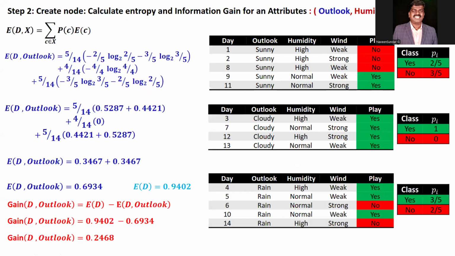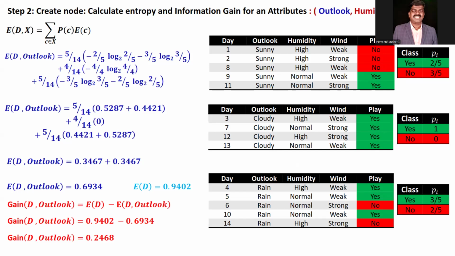Okay. So coming to the next thing, what we are going to do is calculate the entropy and the information gain for an attribute. So each and every attribute we have to take and then we have to calculate. One is for the outlook, and then we have to go for humidity, and then for wind. Likewise, one by one we have to find out the entropy. Calculate the entropy and the information gain.